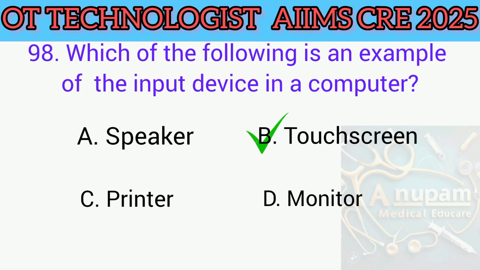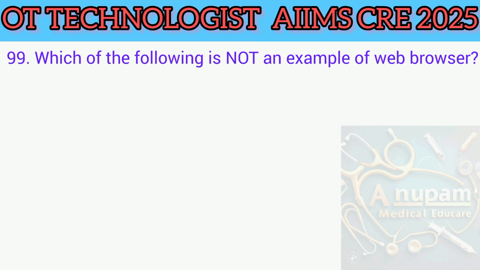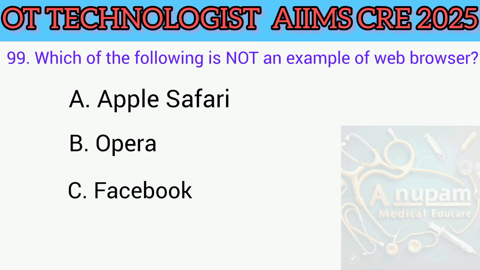Right option, B. Number 99. Which of the following is not an example of a web browser? Option A. Apple Safari. B. Opera. C. Facebook. D. Google Chrome.